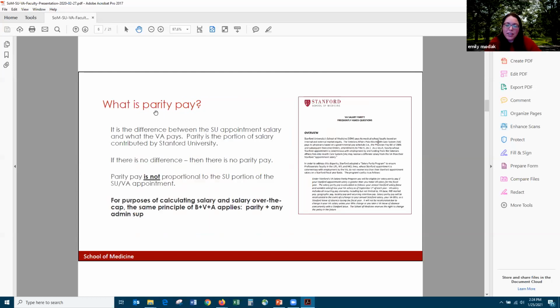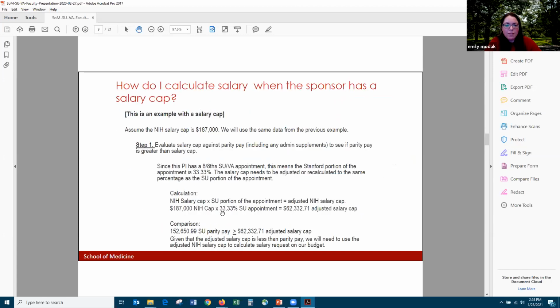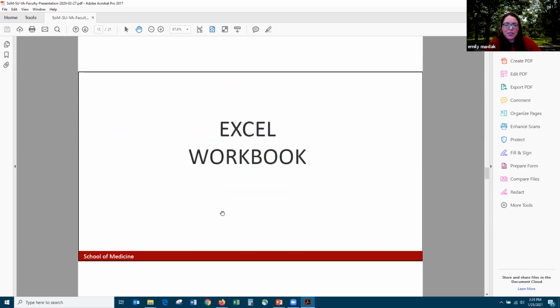The pay that's at Stanford is called parity pay. So when you're setting up the labor schedule for any SUVA person, you need that parity pay calculation from faculty compensation. Now that's usually held by your DFA or your division manager, so definitely check with them. You don't have to go directly to faculty comp, they should have those on file. And it's the same thing that Nancy told us about a few sessions ago. Same thing applies here. Base plus variable plus administrative supplement is the same calculation you're using in the SalCap spreadsheet for the SUVA person.